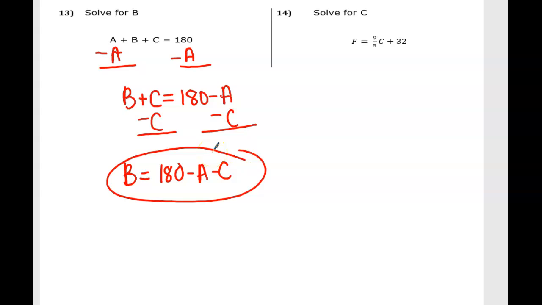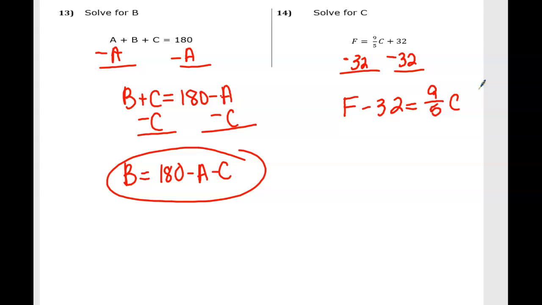All right, and now to solve for c. Okay, so first thing we're going to do is get rid of that other term, which is the 32. So we're going to subtract it from both sides. So f minus 32 is equal to 9/5 c.